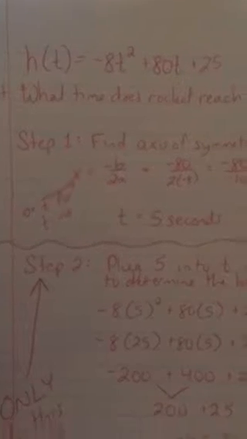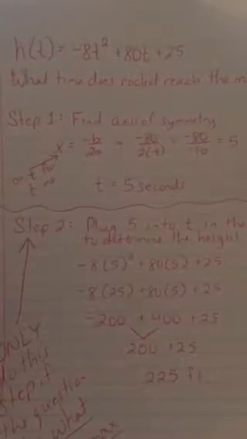Okay, so for this question, it's really important that we understand the question. The question is asking for at what time, so we're looking for seconds that it takes for the rocket to reach the maximum height. Okay, so I've worked out the problem for you here. You'll see the function at the very top, and our very first step of this problem, actually the only step I should say, is to find the axis of symmetry.